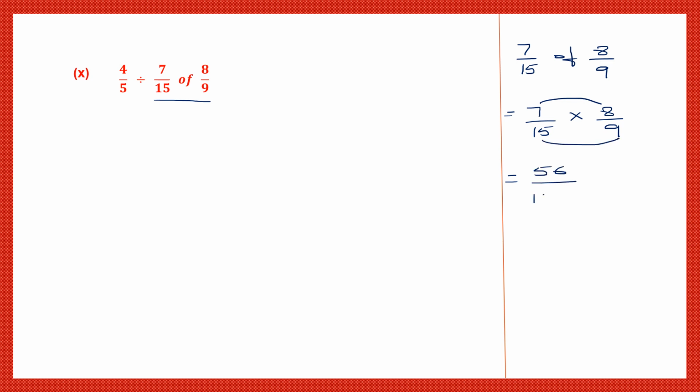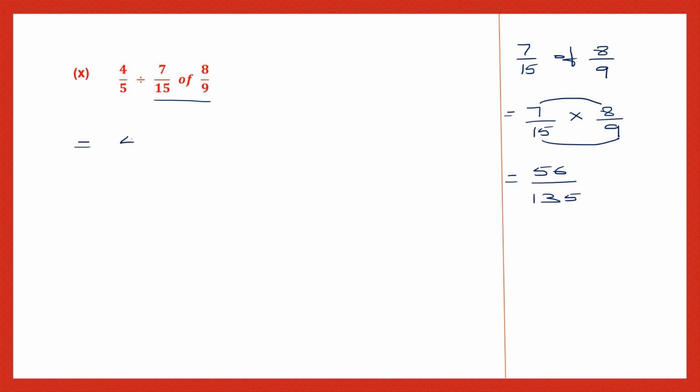Question 10, we have division and of. And according to BODMAS, we should do of first. So let's do that. So we're going to do of, that is 7 by 15 of 8 by 9. So this is 7 by 15, of is into, and 8 by 9. Is there something that we can cancel? There's nothing. So we're going to multiply 7 into 8. 7 8s are 56. And 15 into 9, which is 135. So let's write that here.